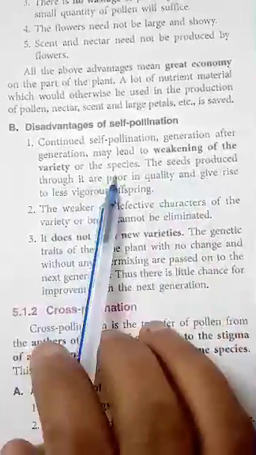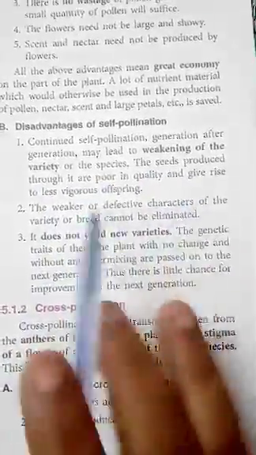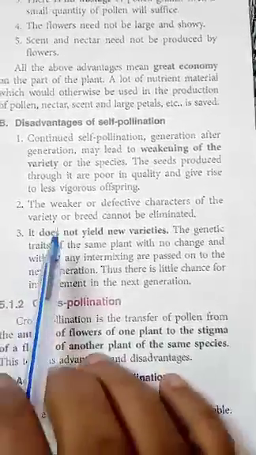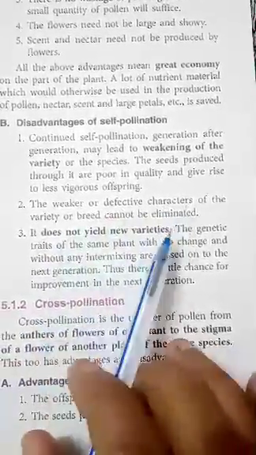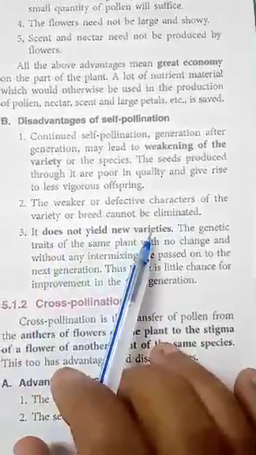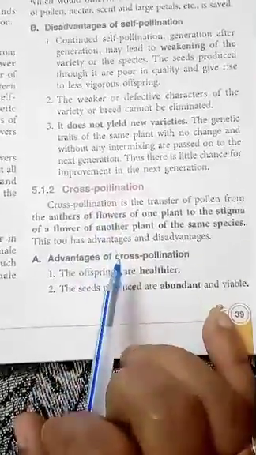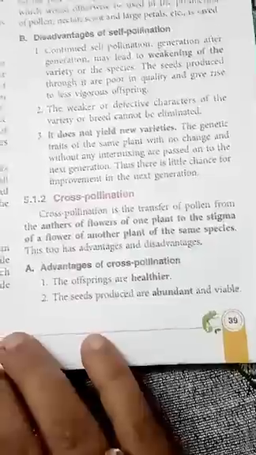Disadvantages: weakening of the species, because again and again the gametes are taken from the same plant. Then weaker or defective characters cannot be eliminated, and it does not yield new varieties. These are the disadvantages. Now we come to cross pollination, which I have already discussed.